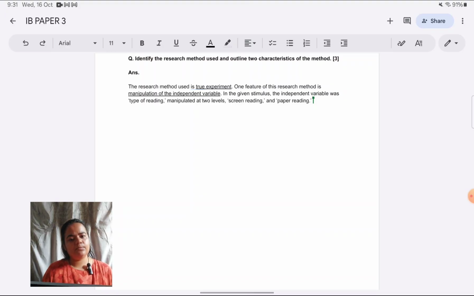We just relate the point to the study and point out where that feature is seen. Another feature or characteristic is standardization. Please excuse my typing. So another feature is standardization of the procedure.